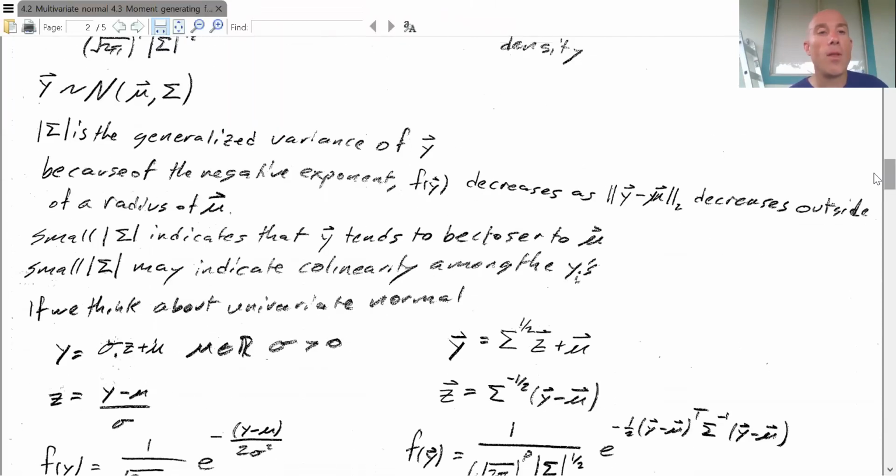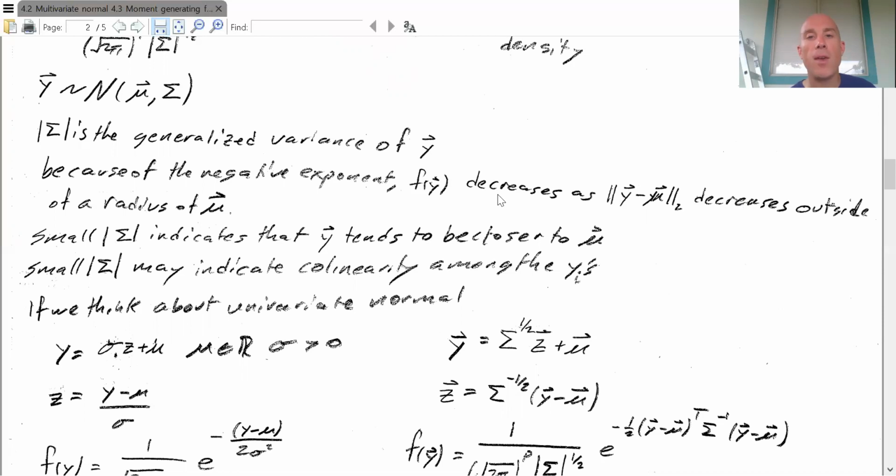Okay, so the determinant of the covariance matrix is called the generalized variance of the y vector. Because of the negative exponent, f of y decreases as the norm of y minus mu increases outside a radius of mu. So actually, this should be increases outside a radius of mu.